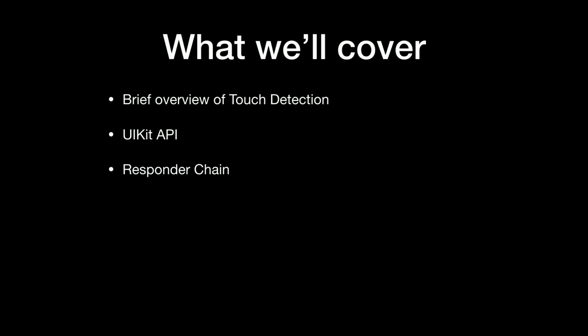We're going to cover a brief overview of touch detection: how the touch system works and how the data flows through it. That sets us up to talk about the UIKit API and this thing called the responder chain. Any Mac developers will know what the responder chain is, but it sits behind the scenes in iOS. And then we're going to talk about how to use the responder chain.